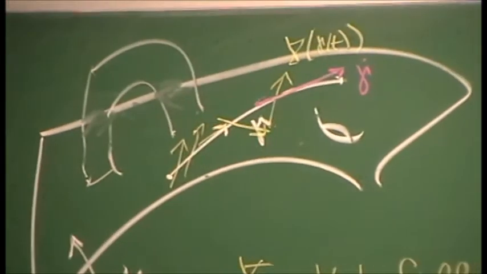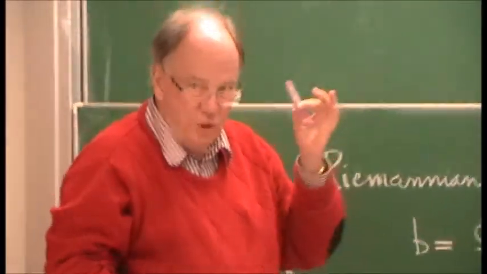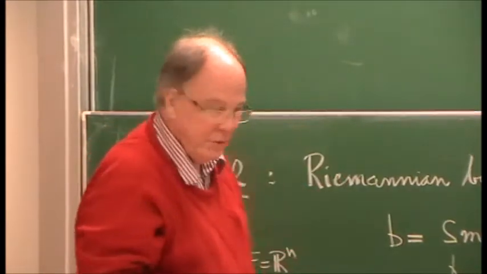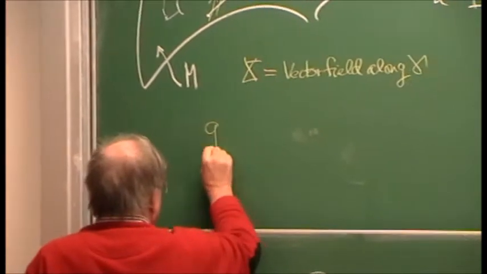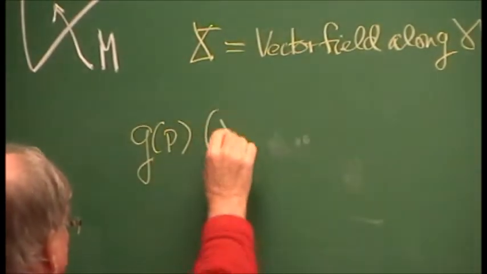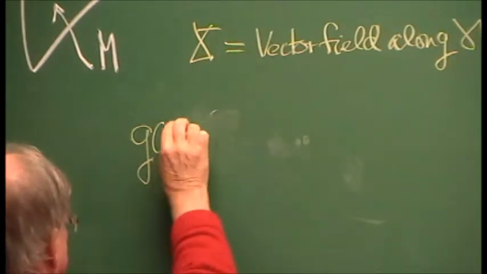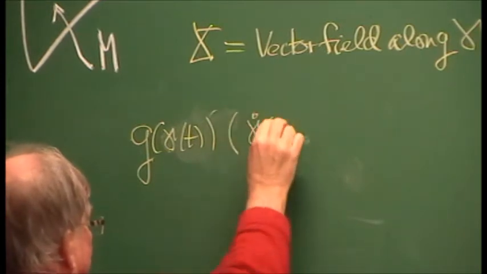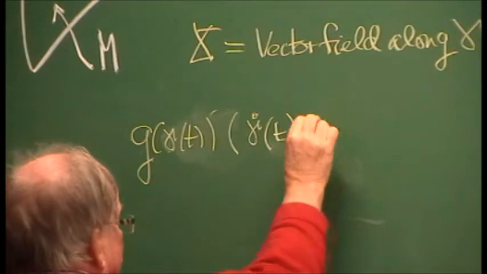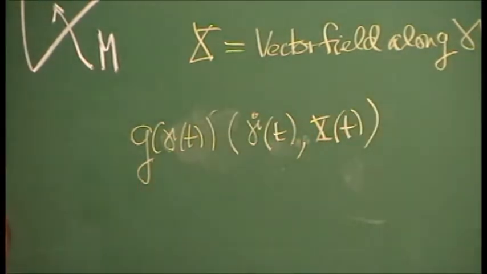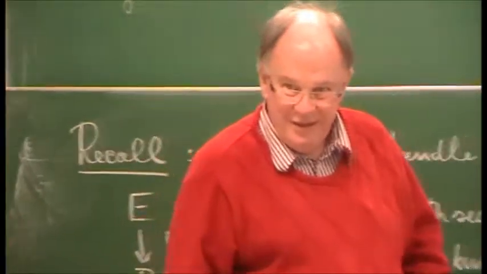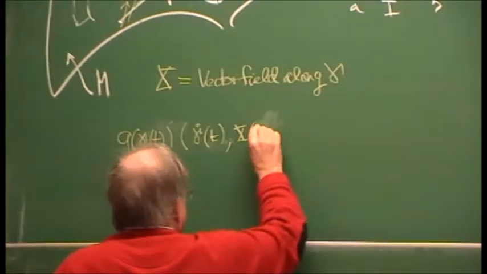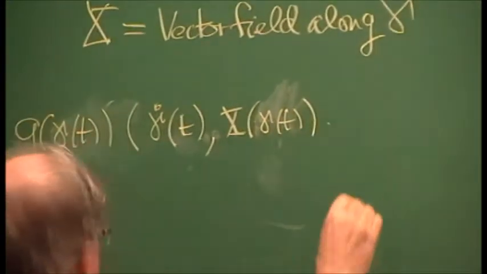And what you could now do, and what you could not do before in this discussion, is take the inner product of the vector field with the tangent vector. You can now do it. So this says g at gamma of t, that's the metric at the point, applied to the tangent vector gamma dot of t and the vector field X at gamma of t. This makes sense.